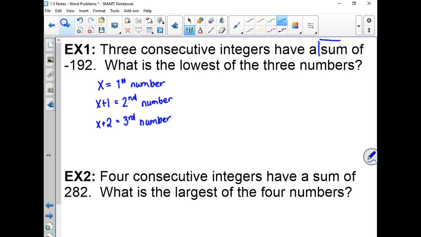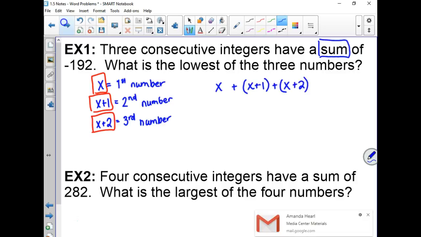We see this word here, a sum of negative 192, and the word sum tells us that we're adding things together. So what we're going to do here is take our three integers, x, x plus 1, and x plus 2, and add those together. So x plus x plus 1 plus x plus 2. So the sum of these three numbers is going to equal negative 192. So now we have an equation set up that we can solve.